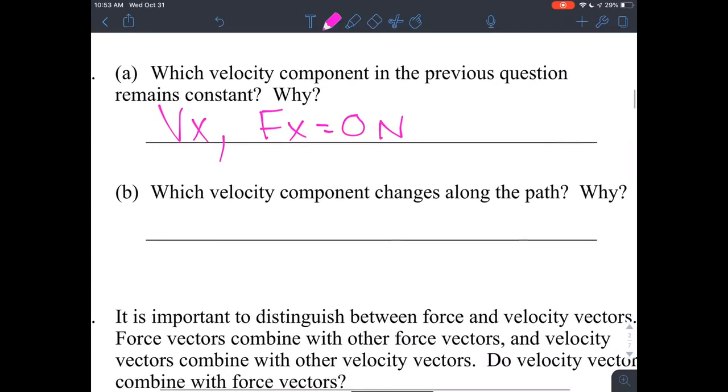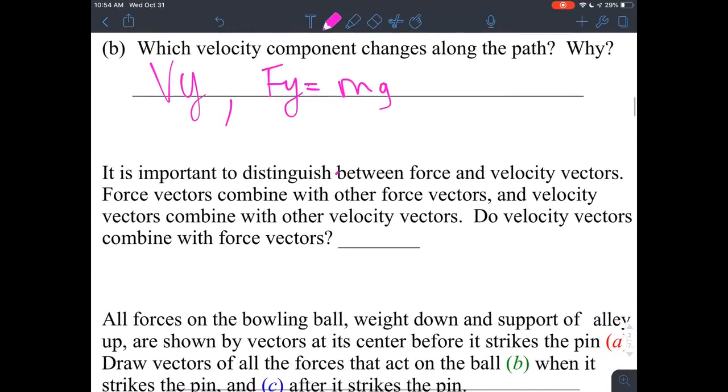There is no horizontal force on our ball, so there is no acceleration horizontally. Now, which velocity component does change? Of course, that's going to be our Vy. And why? Because Fy is going to be weight. So we have a non-zero force acting on the ball, accelerating it towards the earth. At first it slows it down, and then once the ball reaches the top, it speeds it back up. But all the while, you're always accelerating towards the earth during that path.